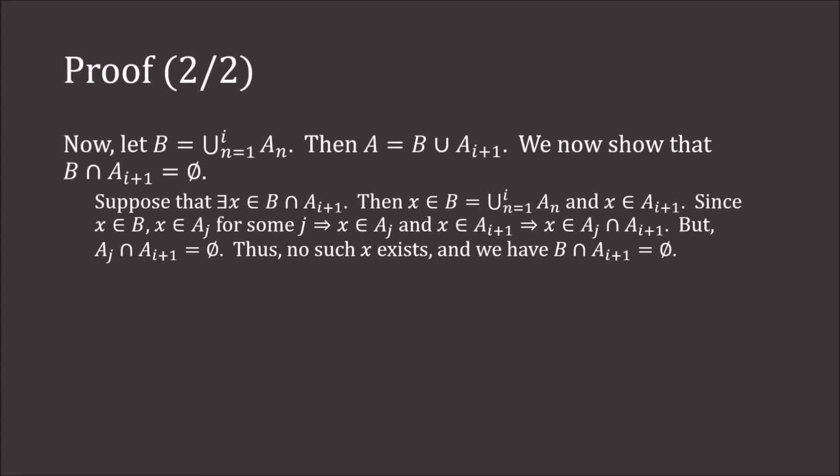So suppose that there exists an x in this intersection. Then x would have to be in B, but B is this union, so x would have to be in this union. Also, x would have to be in A sub i plus 1. Now, since x is in B, x is in A sub j for some j, right? Has to be in at least one of these A1 through Ai. Well, this means then that x is in A sub j and x is in A sub i plus 1. And this means that x would have to be in their intersection. But that intersection is empty. Thus, no such x exists. And so this intersection, B intersected with A sub i plus 1, would have to be the empty set.